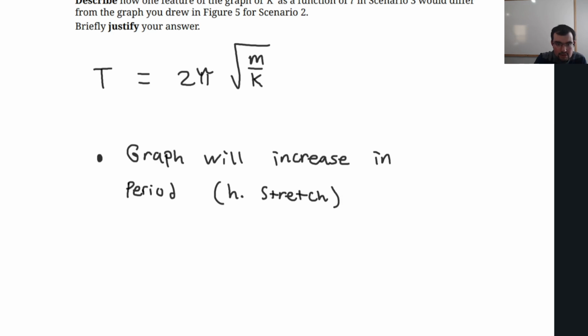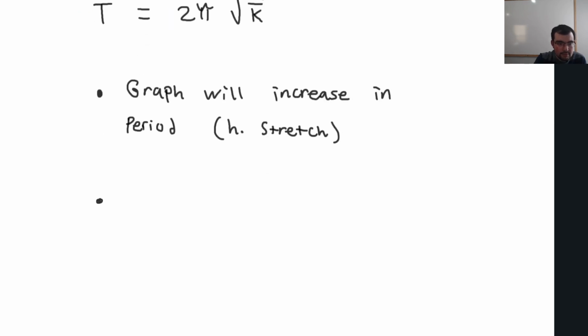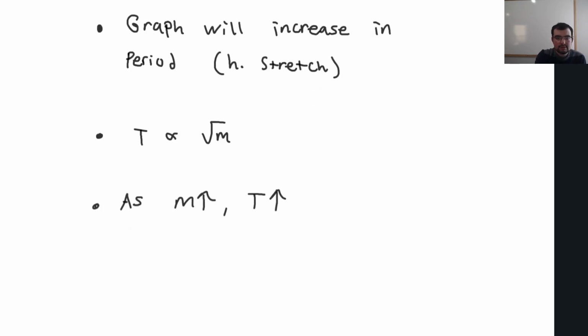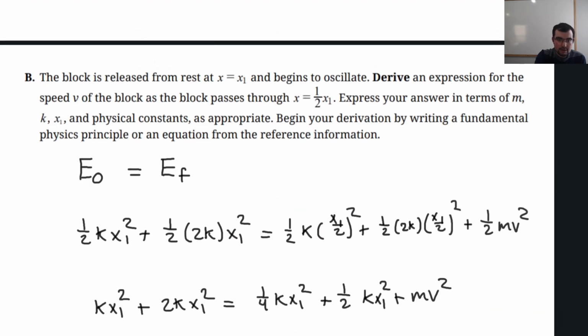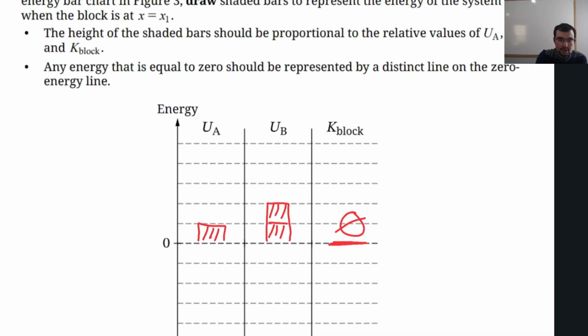And my justification is just the fact that T is proportional to the square root of m, which means that as m increases, T increases. So it would definitely get spread out with the larger mass. I thought this was also a very fair question. So let's find our grading scheme. TBR for the diagram. Pretty easy. The diagram's always out of 3.